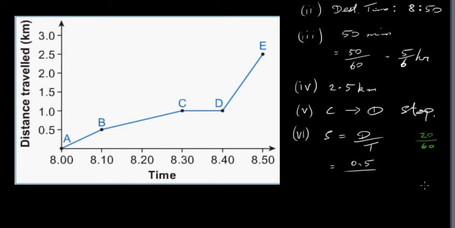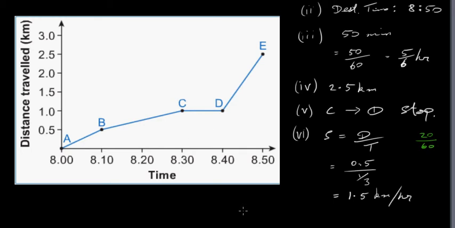Remember, you have to convert to hours. So that's 1/3. I'm not going to convert that to decimals, I'm just going to leave it as 1/3. So I'm going to divide 0.5 by 1/3, and that gives you a speed. Speed here is going to be 1.5 kilometers per hour. And that's it really.